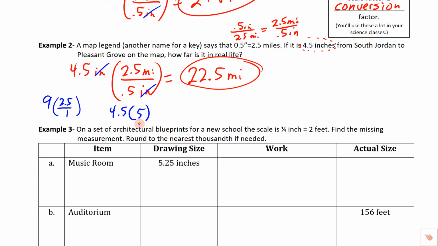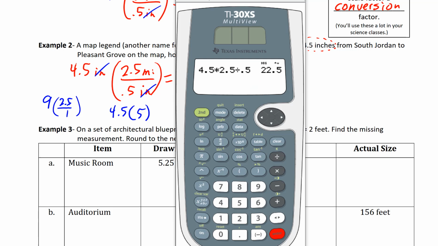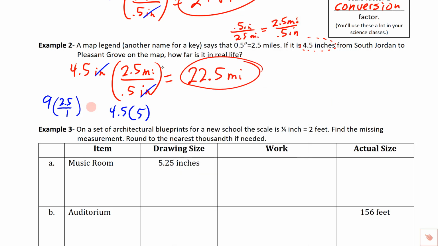So watch what happens if I pull up the calculator now. I'm going to type the two of those in there. So I'm going to do 9 times 2.5. Got the same answer. Excellent. Let's do the next one. 4.5 times 5. Got the same answer. So again, this cross cancellation really comes in handy, so it's a great way to do things.